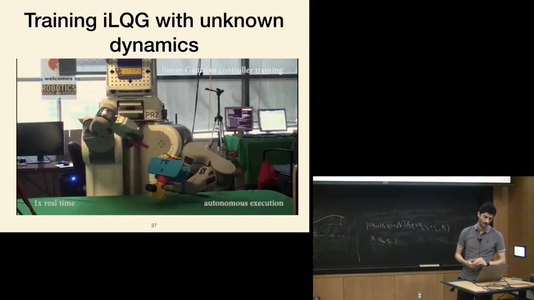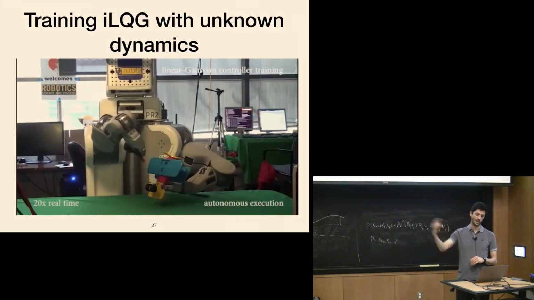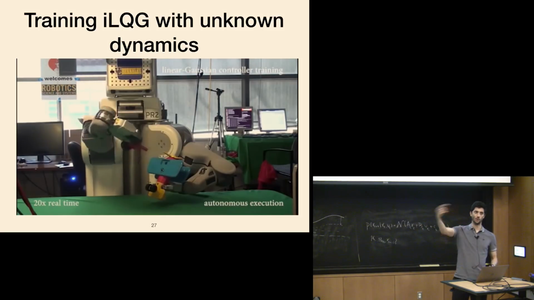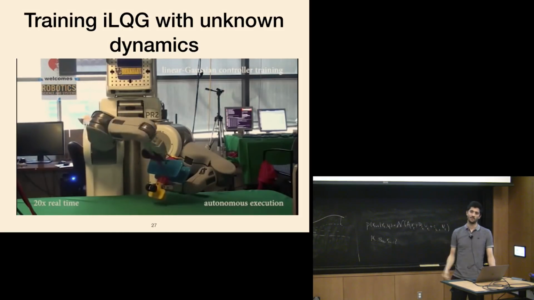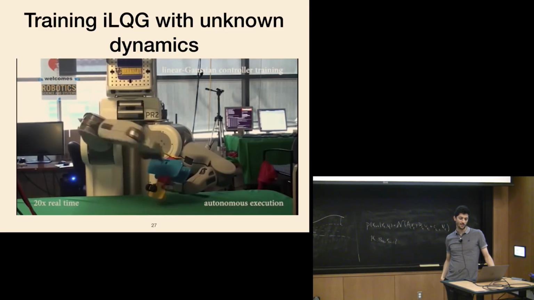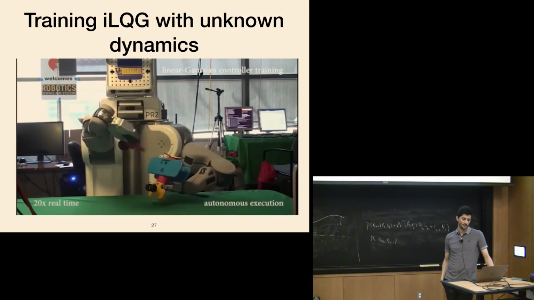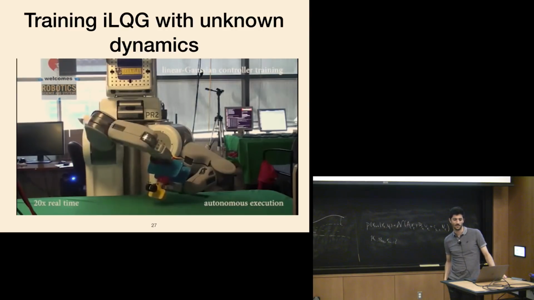Okay. So what does that actually look like on the robot? So this is actually them doing that procedure, right? They're rolling out, fitting dynamics, solving iLQG, and using that to roll out again. And so you see that it doesn't take them that long to get to something fairly reasonable. They claim it's like 10 minutes of robot interaction time. So this seems to be doing something.